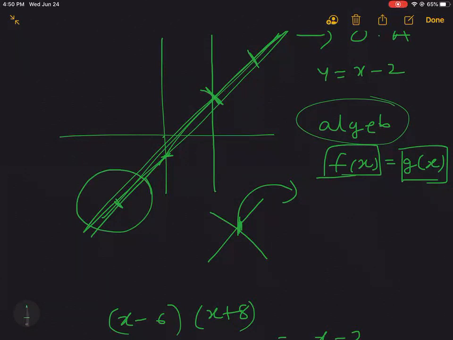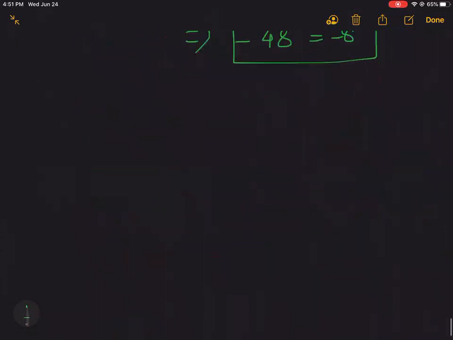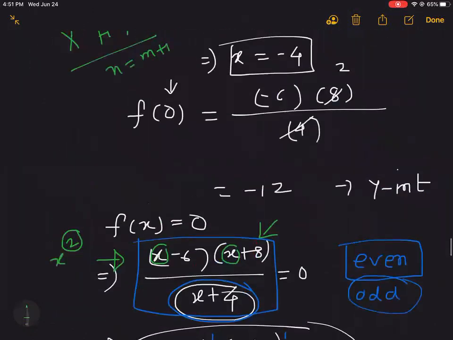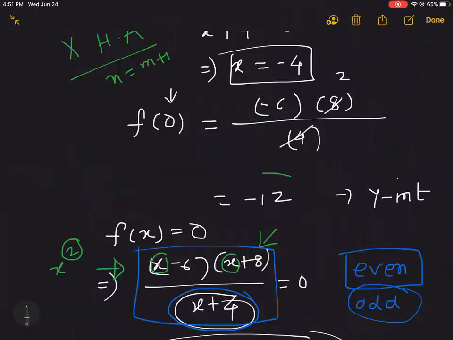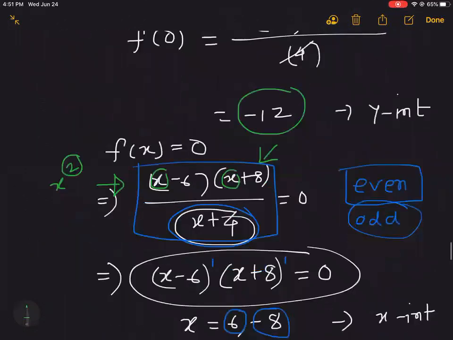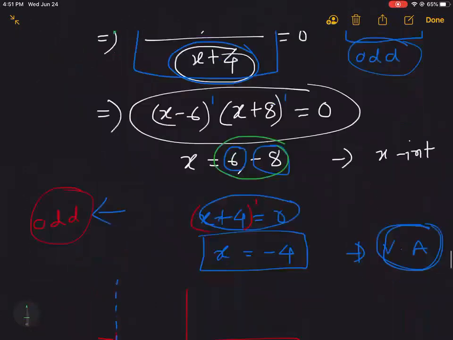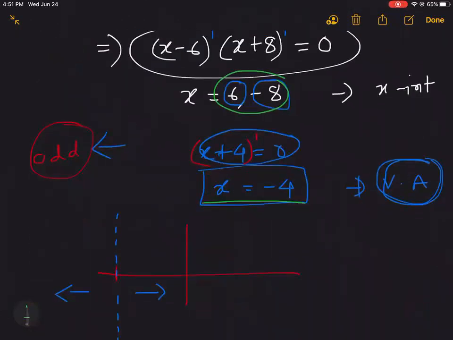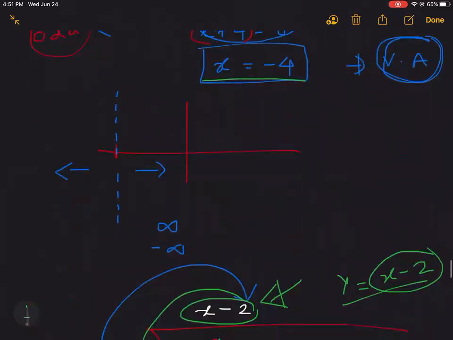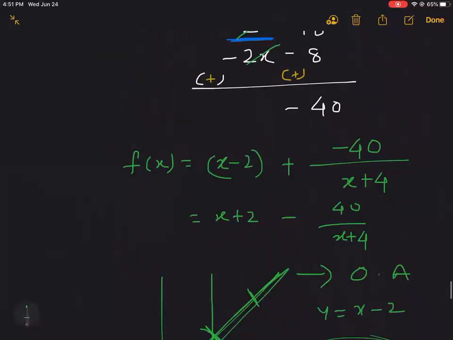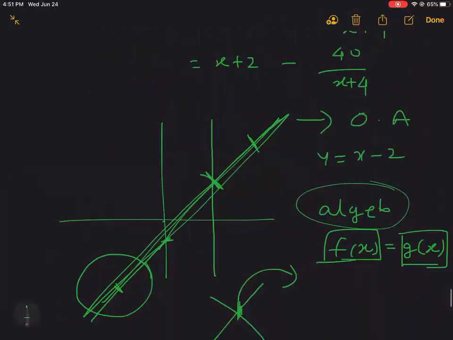Anyway, these are the informations we have. Now we want to graph it. First of all, I'll quickly see what information we have in hand. The y-intercept is at 0, negative 12. The x-intercepts are 6 and negative 8. We have a vertical asymptote at x equals negative 4. We have an oblique asymptote y equals x minus 2. And the graph will not cross that.